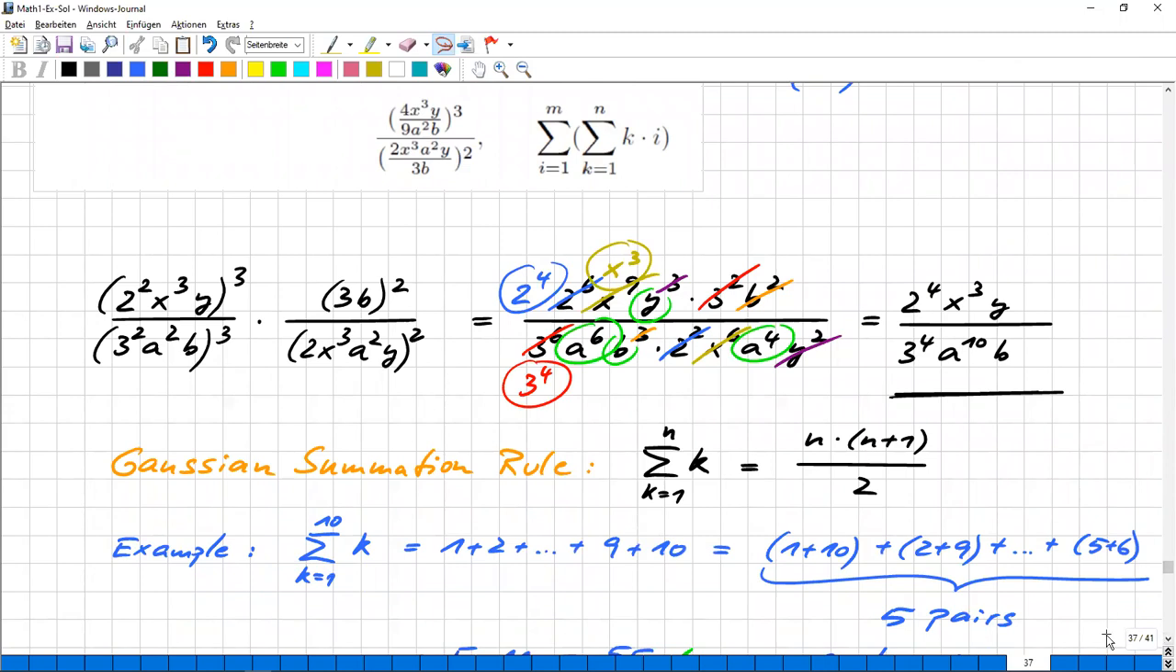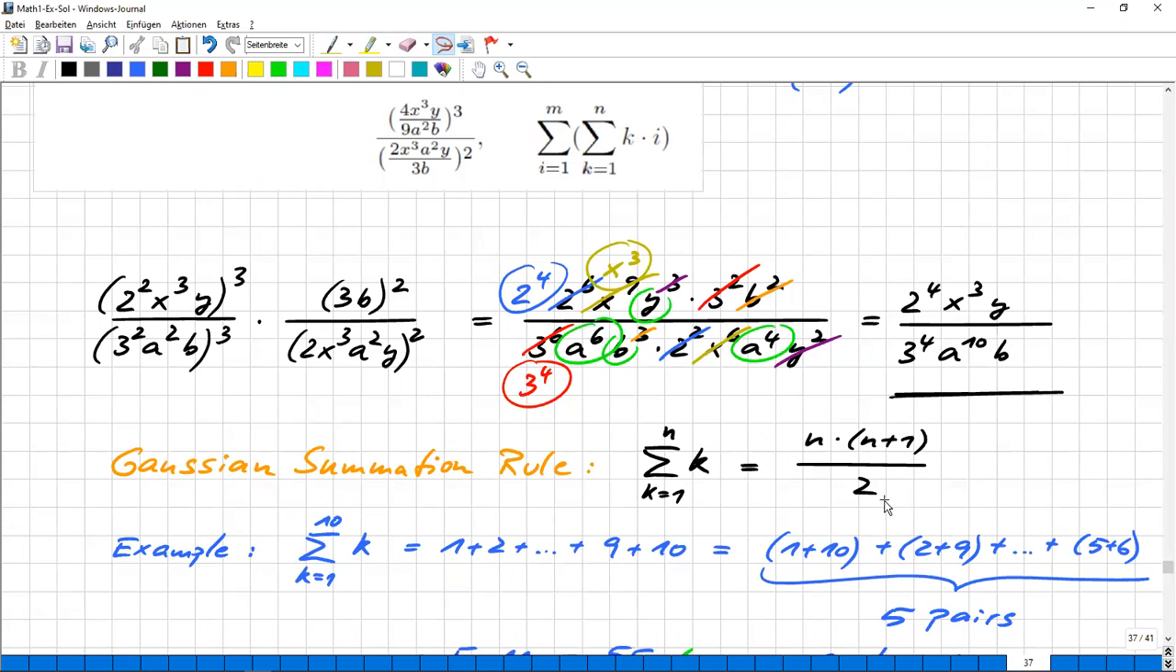This Gaussian summation rule says that the summation over k running from 1 to n is nothing else than the highest number. Okay, so you know what this is? It's just a sum like 1 plus 2 plus 3 plus 4 and so on until n. So the highest of these terms is taken times the next number, n plus 1, and then the whole expression is divided by 2. And it has quite an easy reason, and this was the trick that Gauss used when he was a child to find it out.